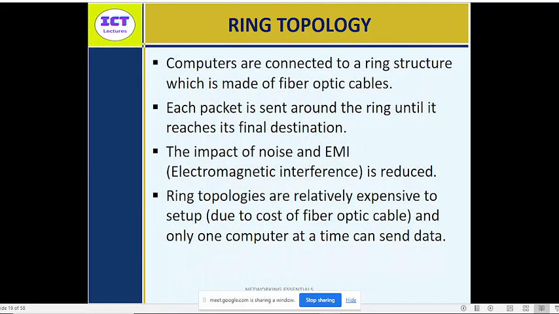We also have the ring. Now, ring topology, as the name suggests, computers are connected in a ring structure. We have talked about the token ring. Here, communication happens through the token, right? So, an advantage of this is that it reduces the electromagnetic interference.